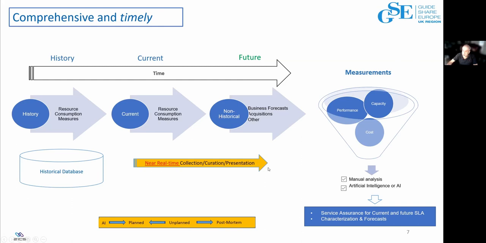What changed in the last several years is that near real-time collection, curation, and presentation of the data became more important. So if you had a change that happened on Sunday morning and then on Monday the transactions started executing, having near real-time updates throughout the day of the data is really important to be able to understand if you're meeting your service levels.